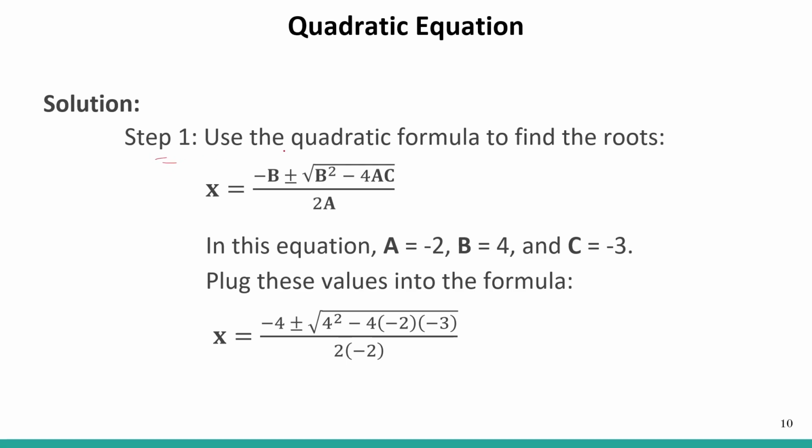So step 1, using the quadratic formula to find the roots. So x is equal to what? Minus b plus or minus root over of b square minus 4ac whole by 2a. So in this equation, a is equal to minus 2, b is equal to 4, c is equal to minus 3. So plugging these values into the formula, x is equal to minus 4 plus or minus root over of b square minus 4ac. So 4 square minus 4 into minus 2 into minus 3 whole by 2 into minus 2.